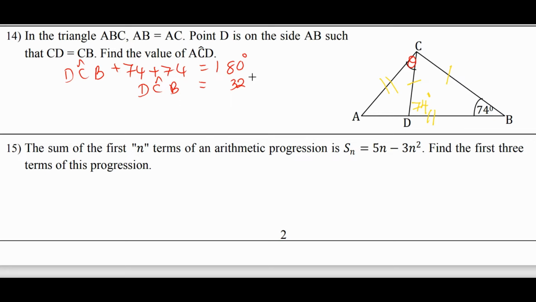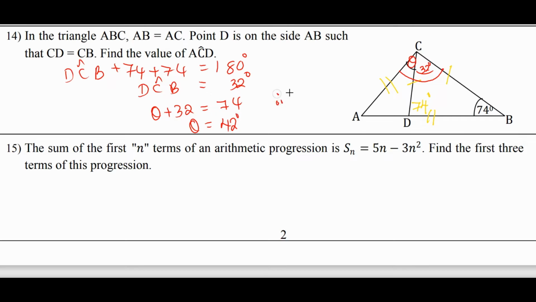Then the angle DCB is equal to 32 degrees. Then this should be 32. Again, considering the big triangle ABC, we know it is also an isosceles triangle. This angle should be equal to this 74. Therefore, theta plus 32 should be equal to 74. You can get the value for theta: 74 minus 32 should be 42.